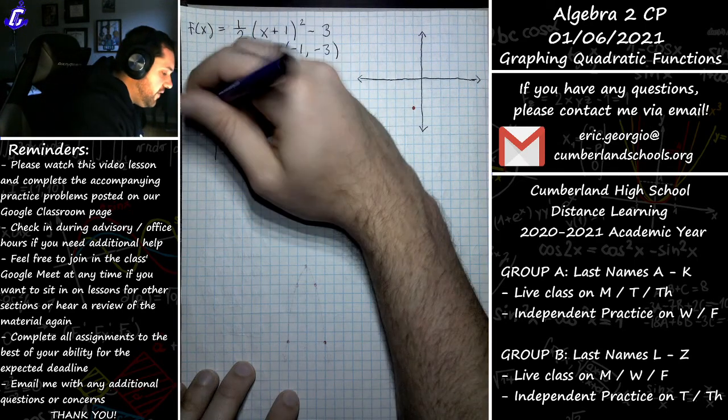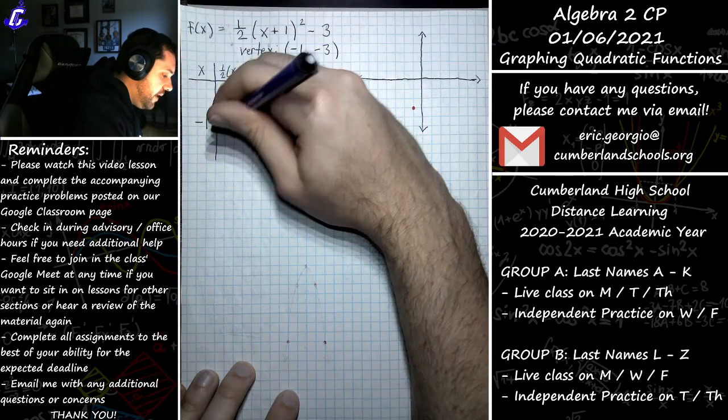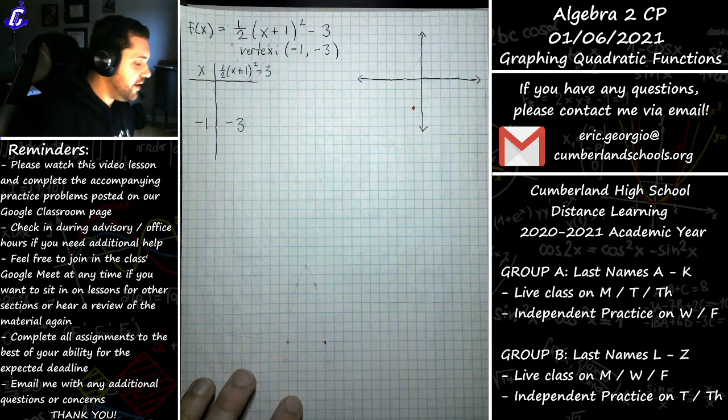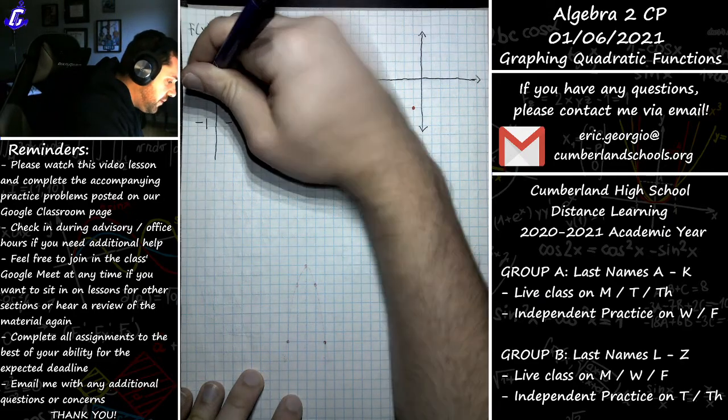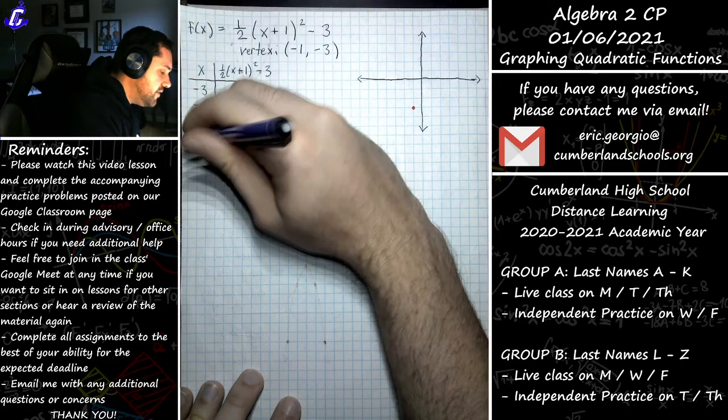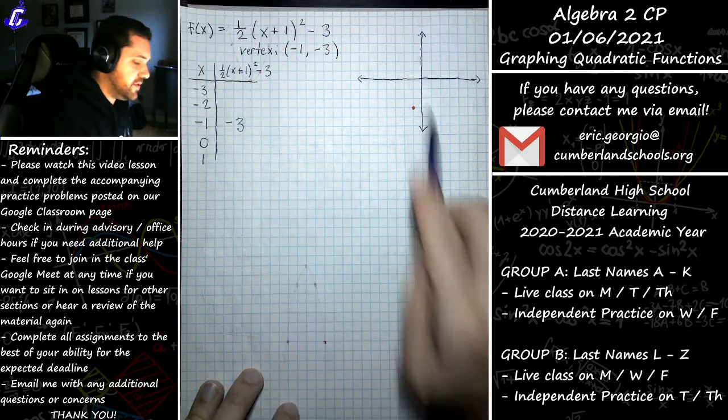Our x-coordinate of the vertex is -1. That resulted in a y value of -3. Let's plug in a couple values to the left and a couple values to the right. To the left, we have -3 and -2. To the right, we have 0 and 1. Just think of it like a number line.